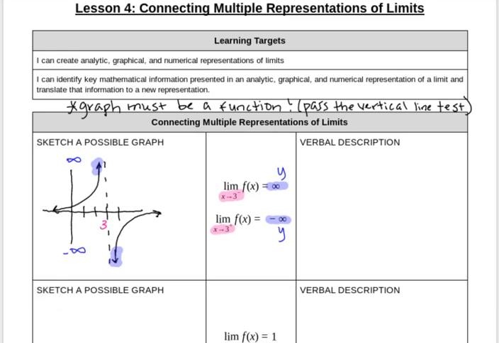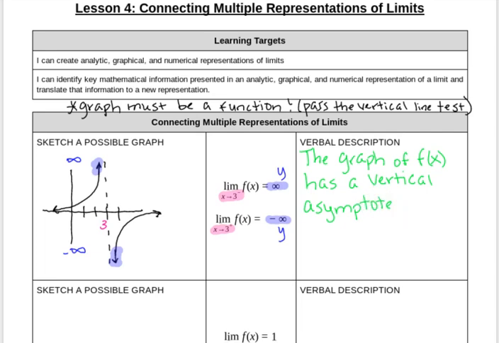So now we need to take this and write a verbal description of what's going on here. So in this case, we know that the graph of f of x has a vertical asymptote at x equals 3.